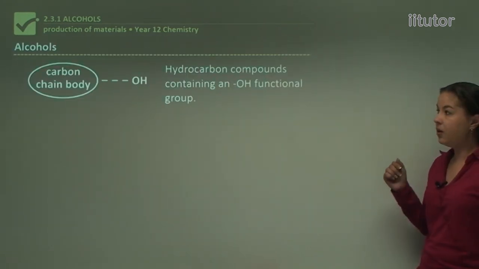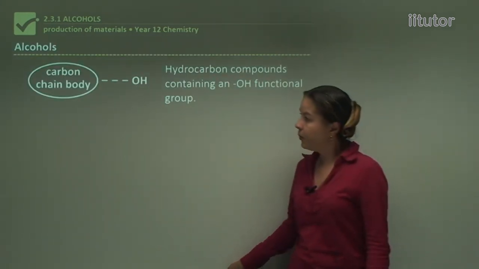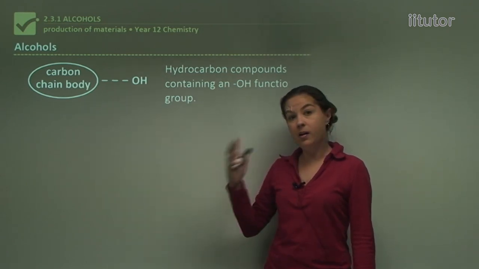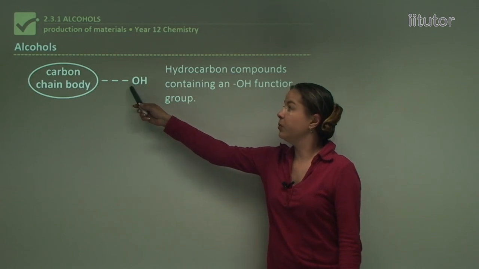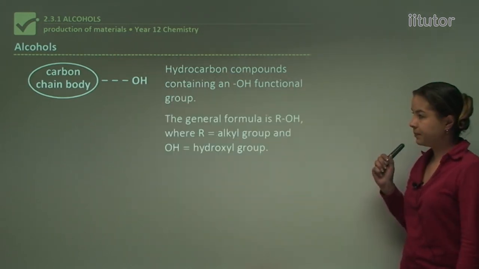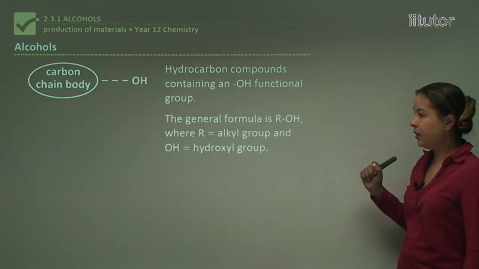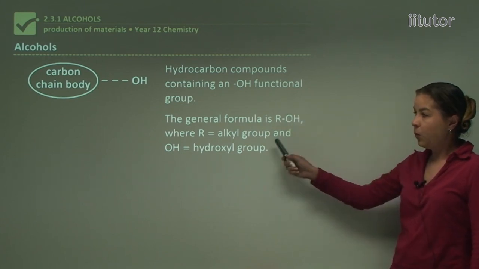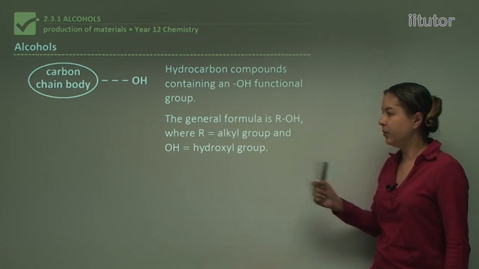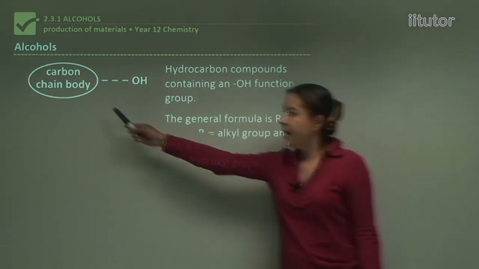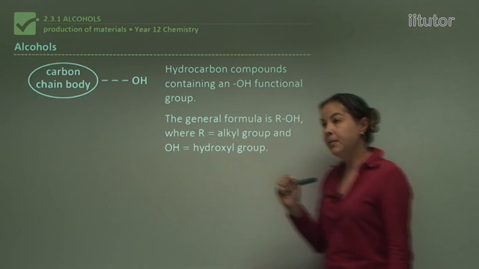So, what is an alcohol? Here you can see we start with a carbon chain body, which is an alkyl group, and the functional group here is a hydroxyl group, or OH. So the general formula is ROH, where R is an alkyl group and OH is a hydroxyl group. So this R could be any length of carbon-carbon chain bonding.